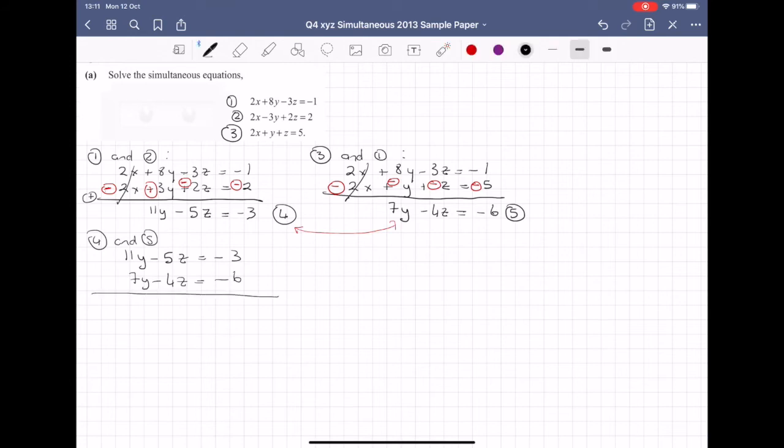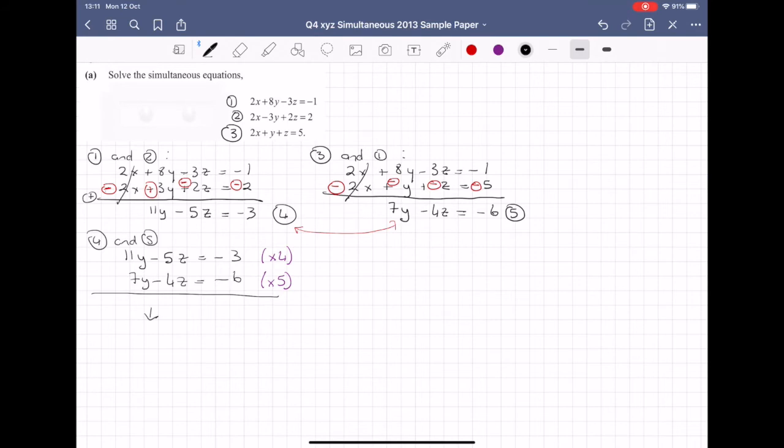Okay, so just like before, now I'm looking at these, and again I can cancel either letter. I can cancel the y's or the z's. It doesn't really matter. None of them is an easy cancel. Let's cancel the z's. So how do I do that? I can see that the lowest common multiple of 5 and 4 would be 20. So if I multiply the top one by 4, it'll bring those z's up to 20. And if I multiply the bottom one by 5, it will bring that equation up to 20. So let's do that.